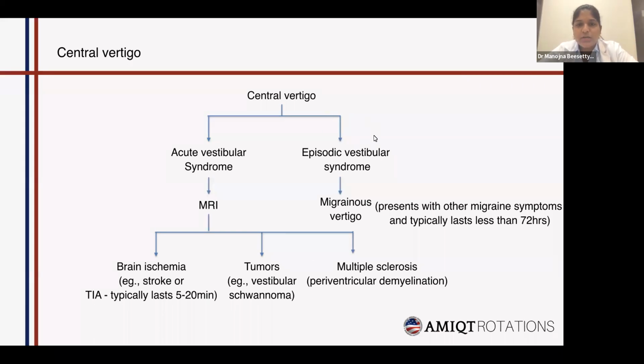If the central vertigo has an episodic presentation, then it could be migrainous vertigo, that is, a vertigo that presents with migraine symptoms. So the patient also presents with photophobia, with or without aura of photopsia or distortion of vision. So treating the migraine could help the patient.